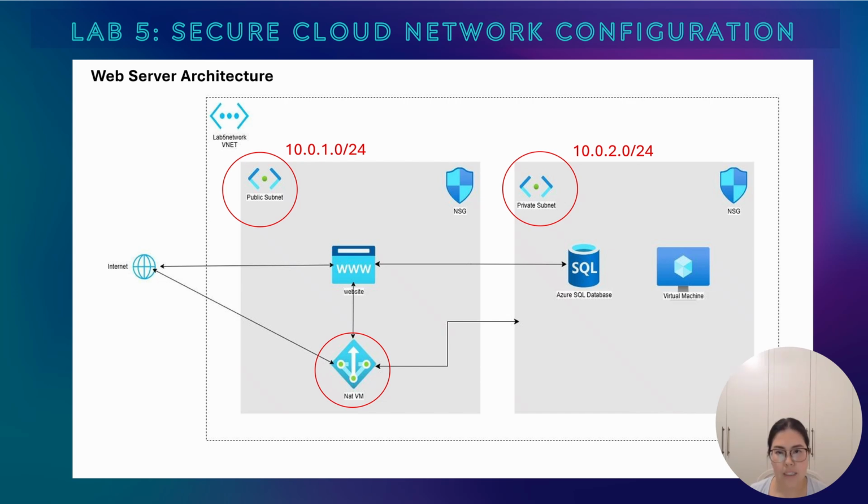A private database VM runs in the private subnet with no public IP and is accessed only by first connecting through the NAT VM.